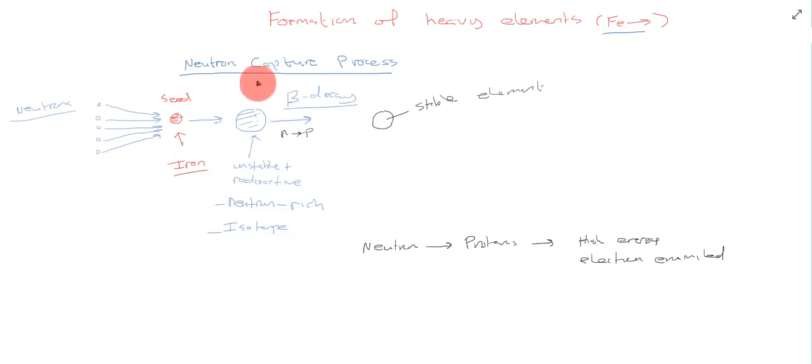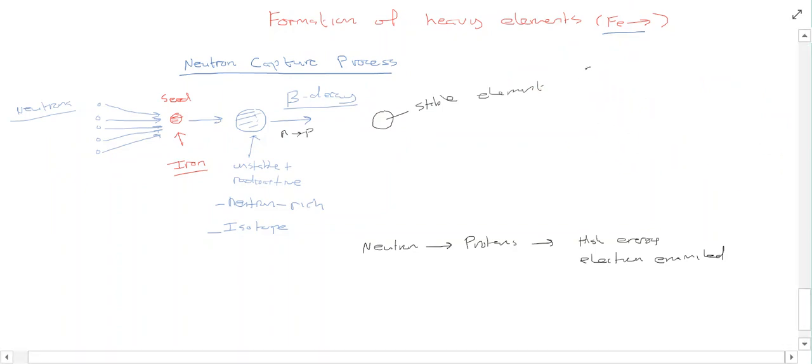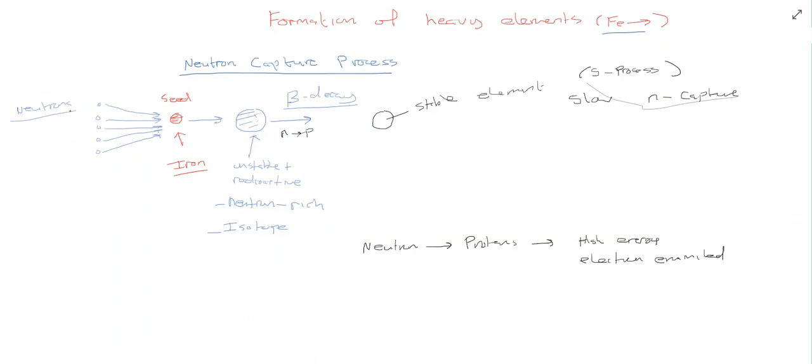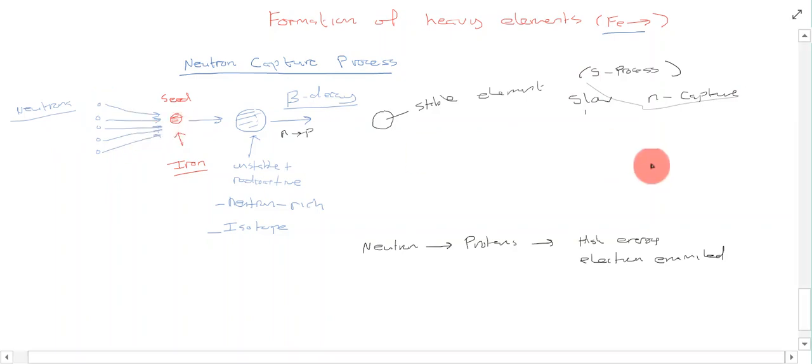So within this neutron capture process, you can have a process that's known as the S process. And this is what's known as slow neutron capture. So it's a slower process. It happens over a longer period of time. And this slow process generally happens in evolved red giants.